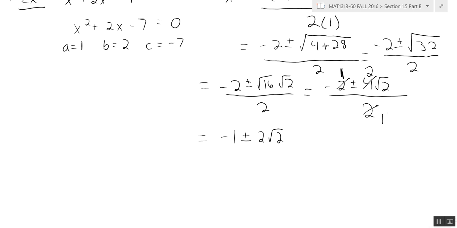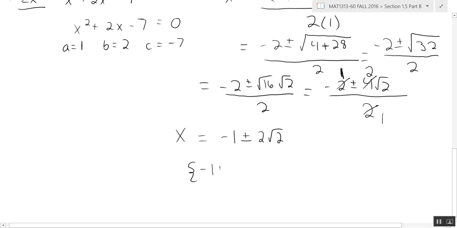Alright, so we have solved for x. And that gives us 2 answers, right? Because we have a plus or minus there. So I have x equals, here's my solution set, negative 1 plus 2 square roots of 2, and negative 1 minus 2 square roots of 2.